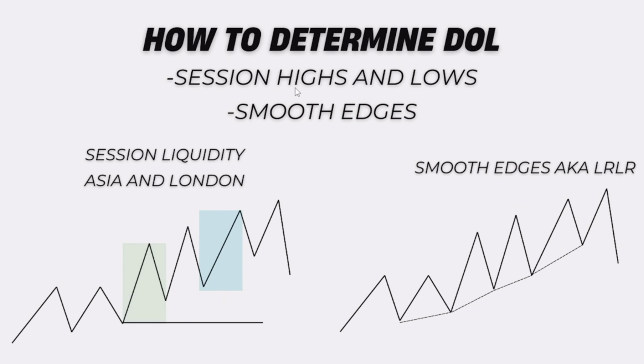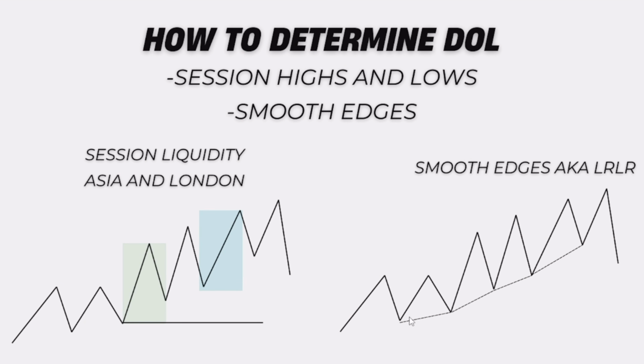The session highs and lows. So how to determine the draw on liquidity? It's just the session highs and lows and then smooth edges. Session liquidity will be the Asia session liquidity and the London session liquidity. And smooth edges, like these failure swings. As you can see, you should be having exactly these failure swings.